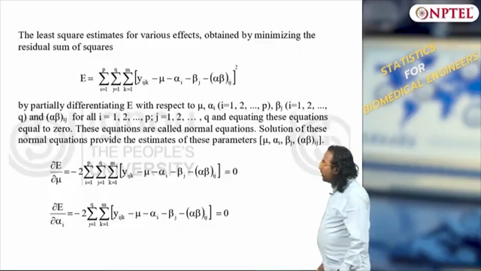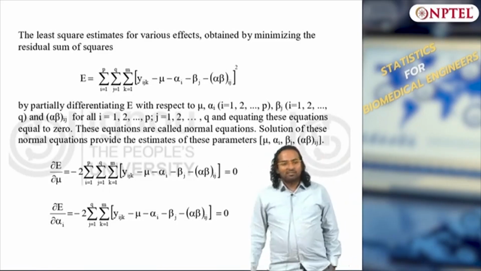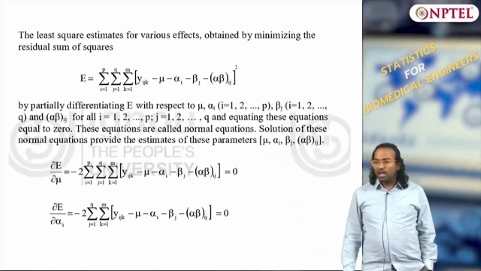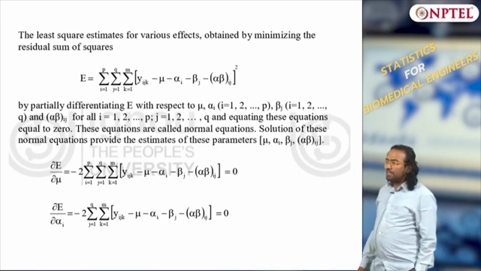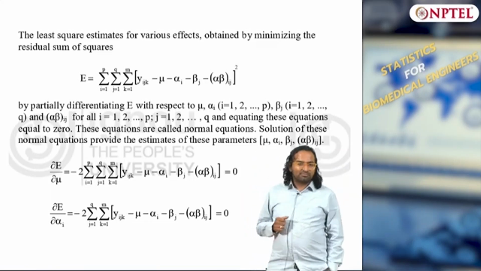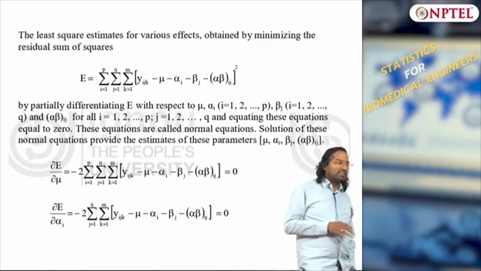Now you want to estimate what I call the interactions, the main effects, both alpha and beta, the main effects, and then the interactions. This is a typical least squares problem.